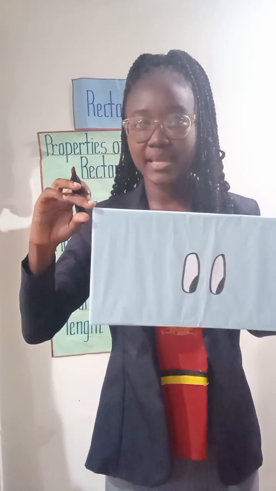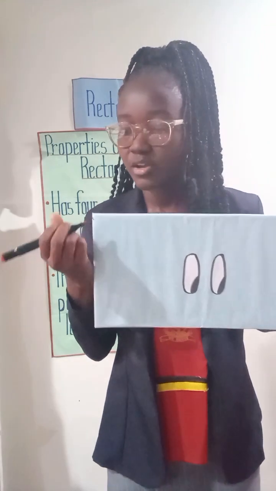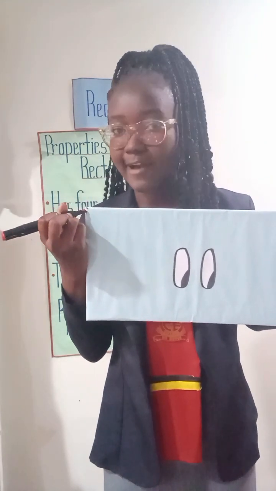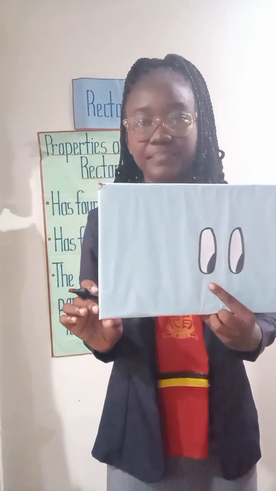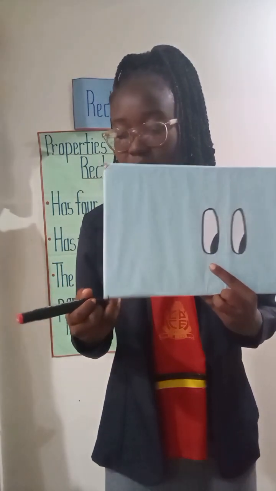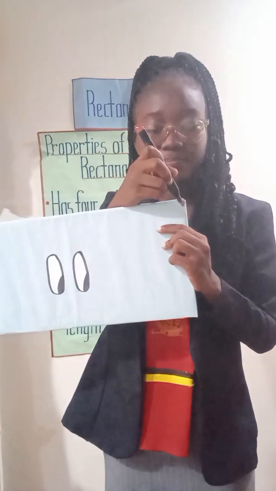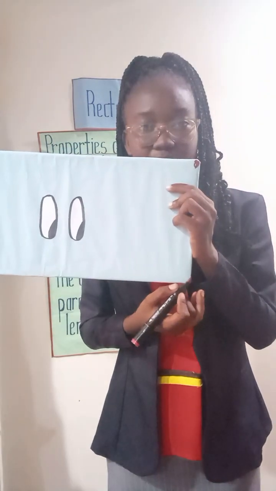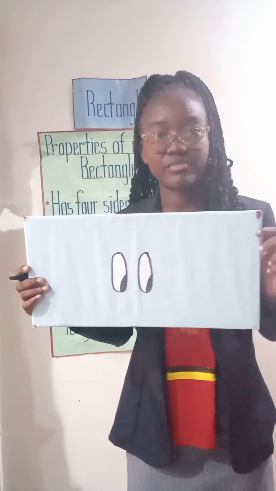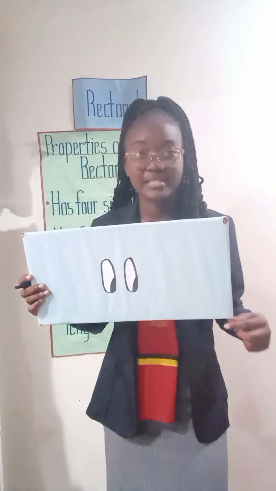So we see two lines meeting here. Isn't that so? There's a corner right here. So here we have one vertex. Another two lines are meeting here. So this is another vertex. And in the corner here, two lines are meeting again. Another vertex. And at the bottom here, we have another vertex. You see, a rectangle has four corners or four vertices, right?